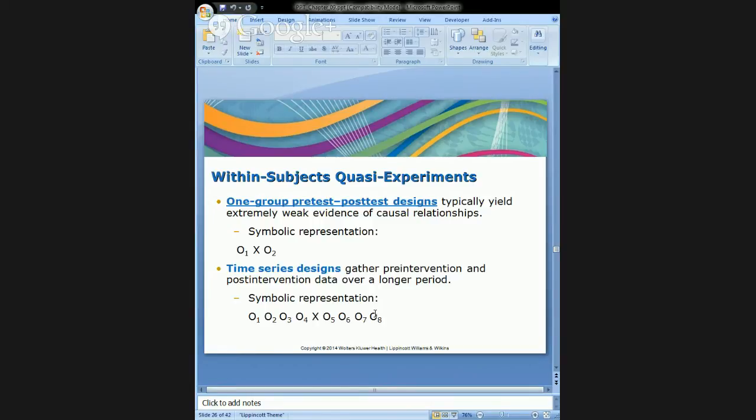And the time series design is a little bit stronger than the one group pre-test, post-test design. It's similar though, except you collect data at multiple points. So we spend 4 weeks collecting data 4 different times. We do our intervention, and then we collect the data on those people again 4 times.